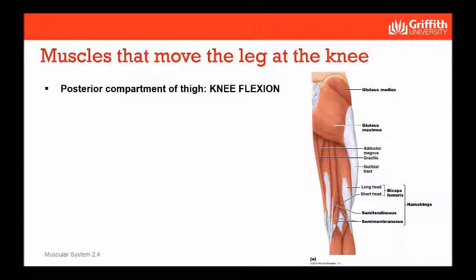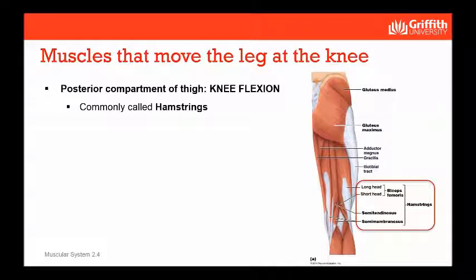The muscles that move the leg at the knee joint located in the posterior compartment of the thigh are responsible for knee flexion. These muscles are commonly called the hamstrings. The hamstrings cross both the hip and the knee joints and are prime movers of hip extension and knee flexion.